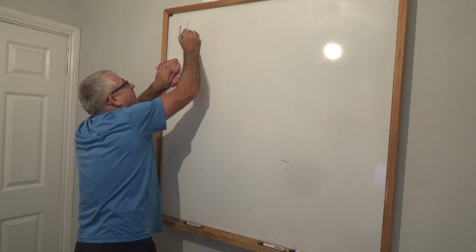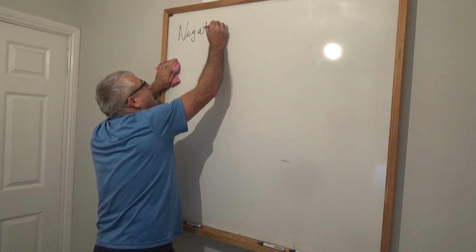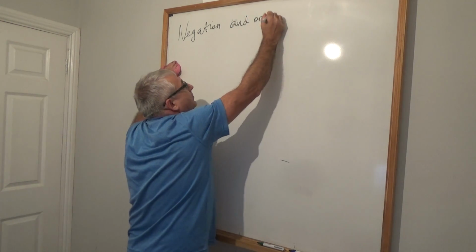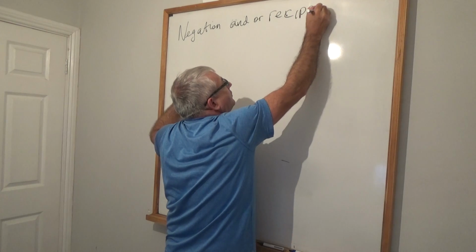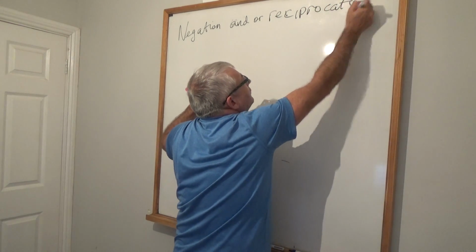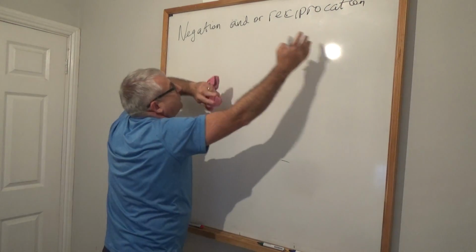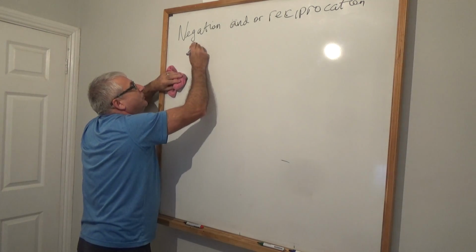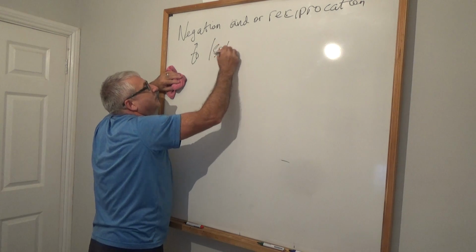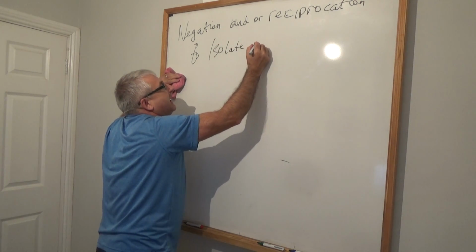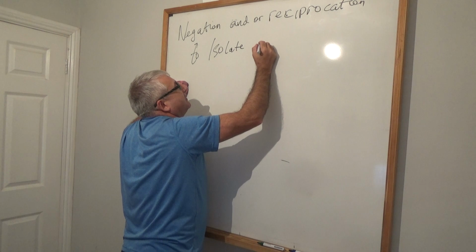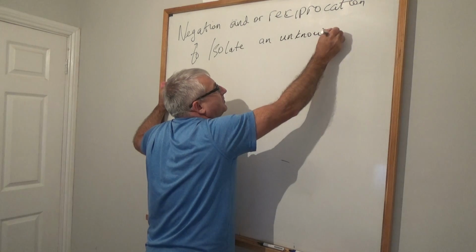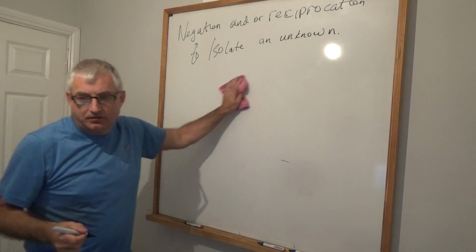So today was negation and/or reciprocation. Turn upside down, change sign. That's just fancy words for them. Negation and/or reciprocation to isolate an unknown. And that's one way of solving for an unknown. There are other ways, but this is how we're solving today, by isolating an unknown.